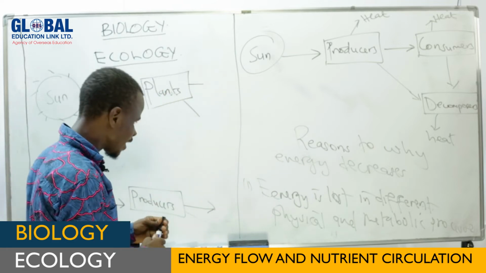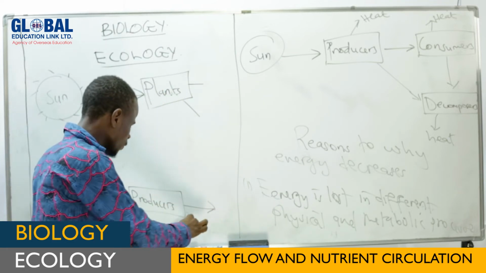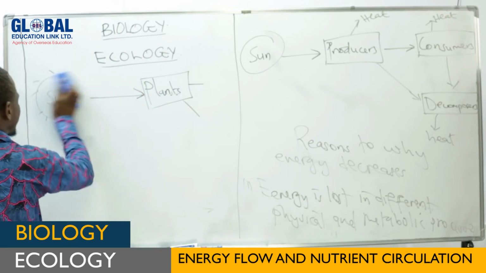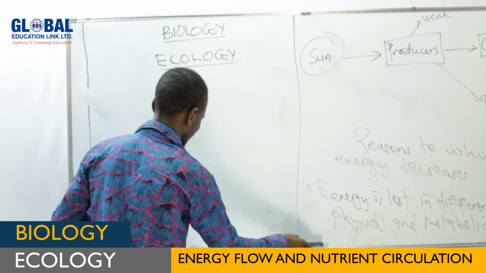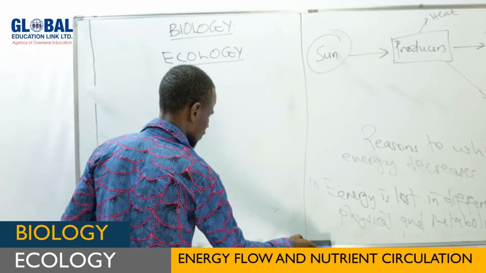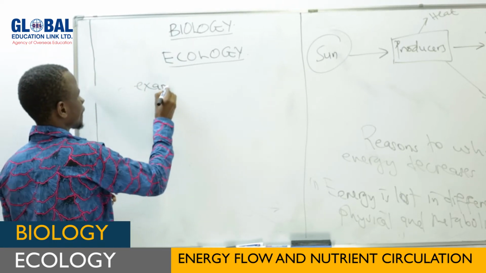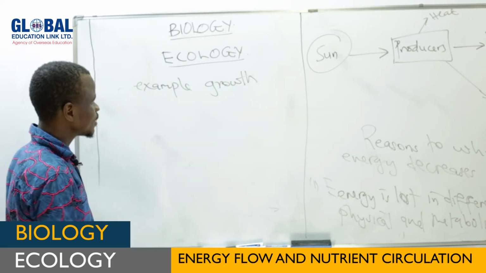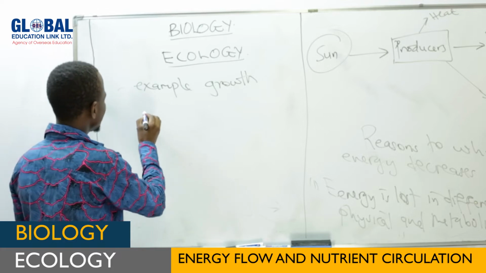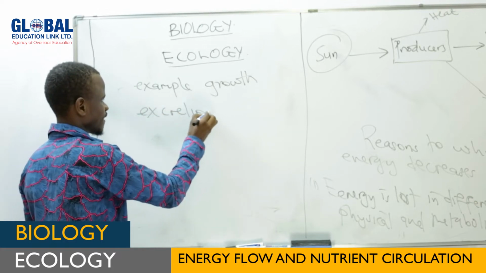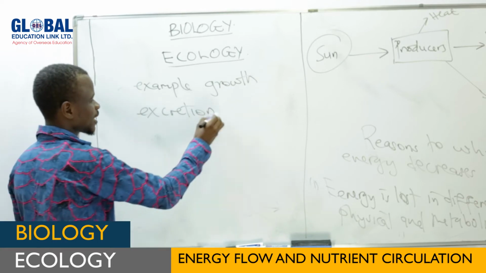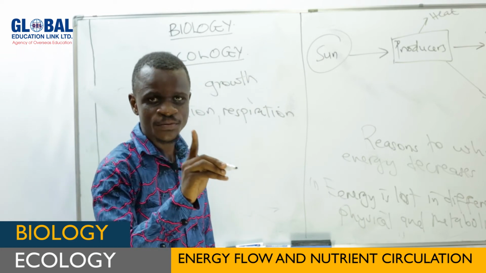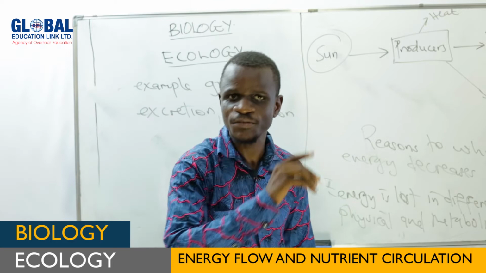My students, take an example. The process of growing requires energy. Example of a process which loses energy: grass. Take an example, the process of excretion. My student, take an example, the process of respiration. My student, energy decreases from one trophic level to another trophic level.